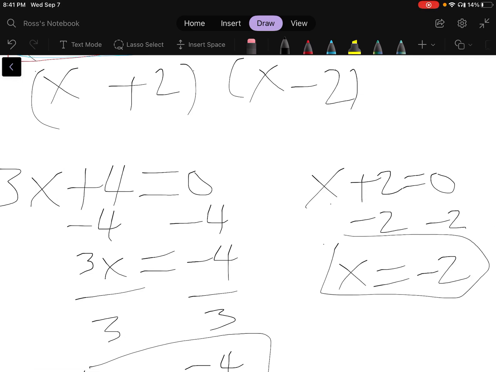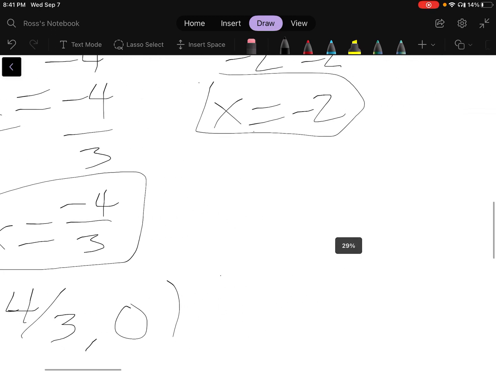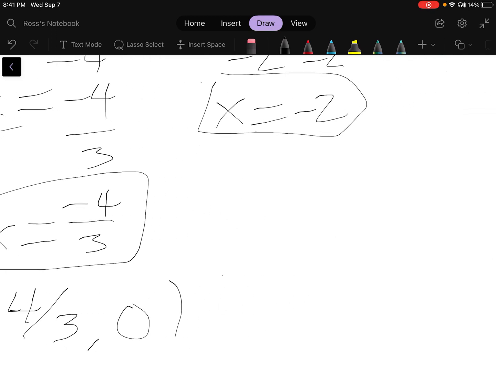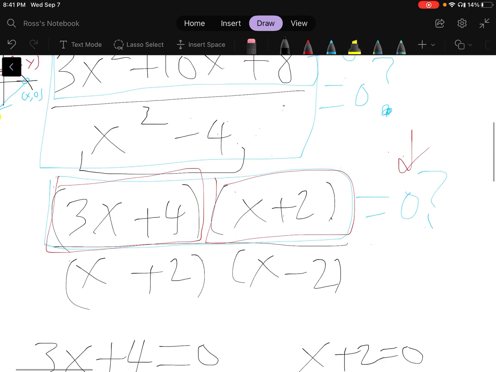So that means I have two x-intercepts. One of them is at (-4/3, 0). The other one is at (-2, 0). And those are my x-intercepts. Okay? When I plug in negative 2 back into this equation, I'll get 0.